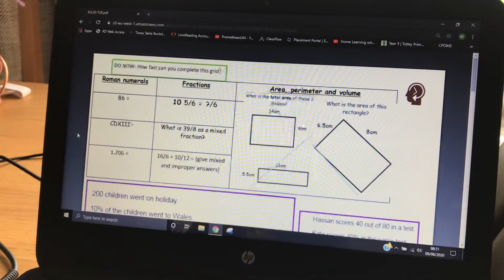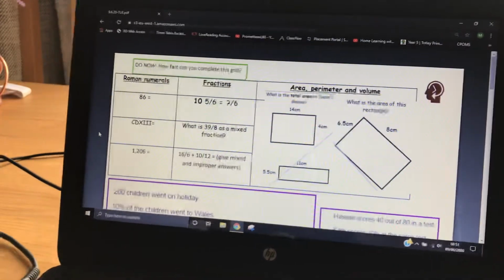I am now, and I've got my breakfast and coffee next to me, and it is time to get cracking with maths for Tuesday. So, let's have a look.